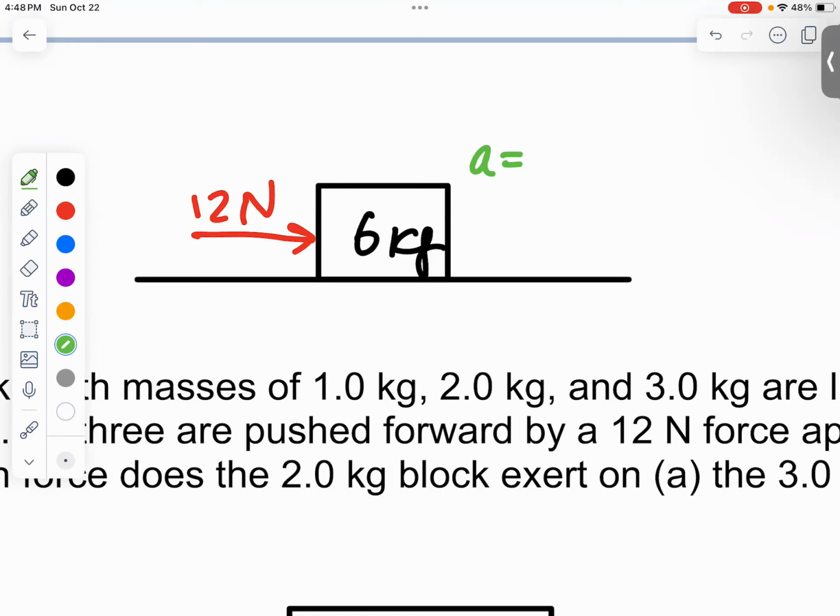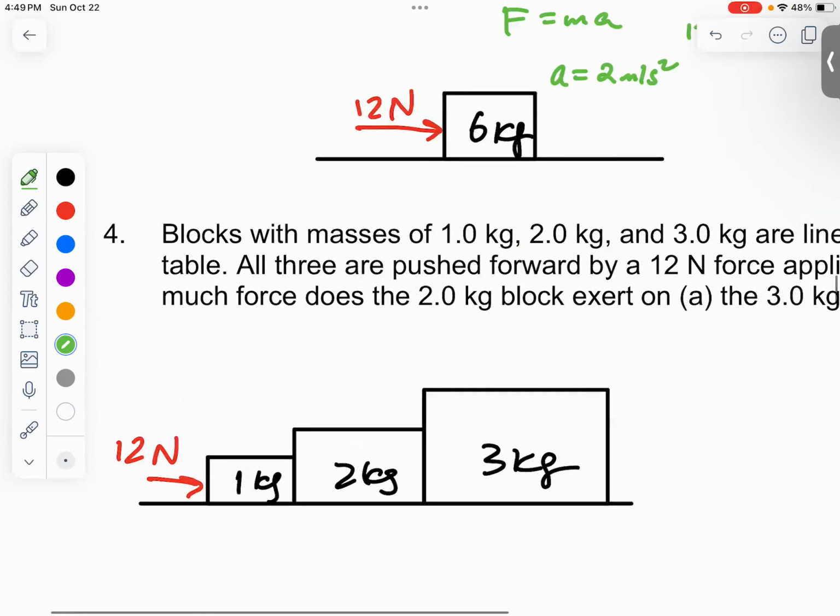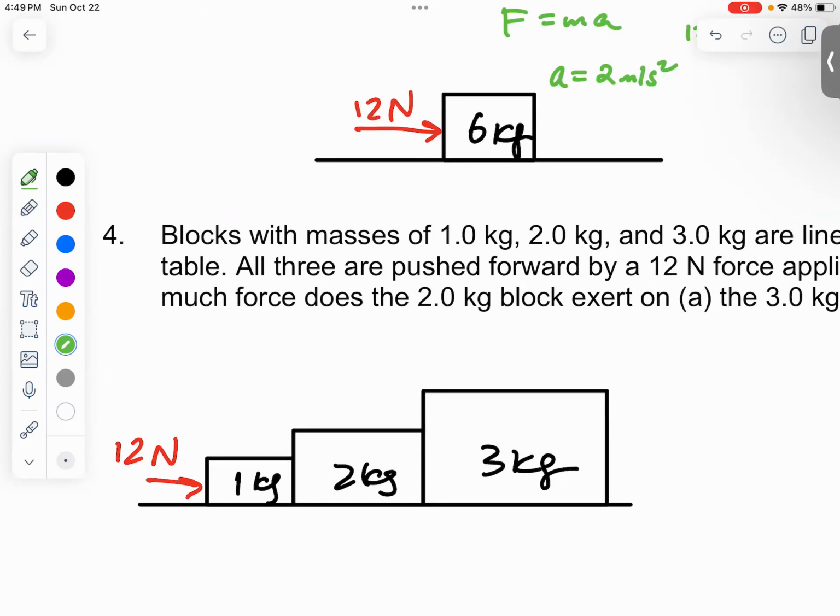It will be 2, because F is equal to MA, right? Or net force is equal to MA, and we have 12 newtons equals 6 kilogram times A. So 12 divided by 6, it is 2 meters per second square. Are we good? Yes? All right.